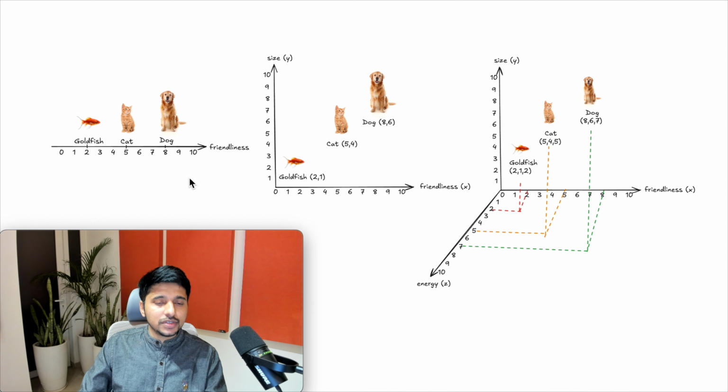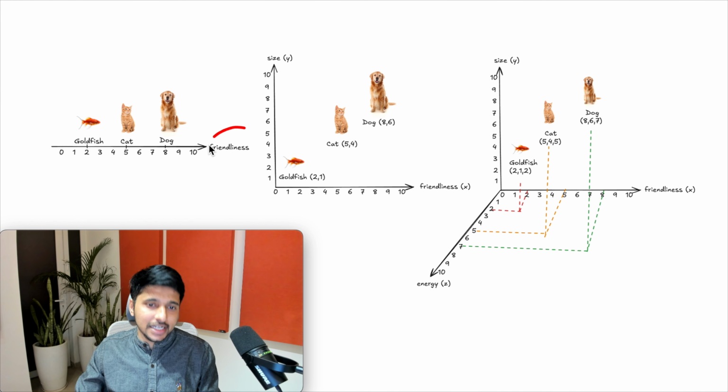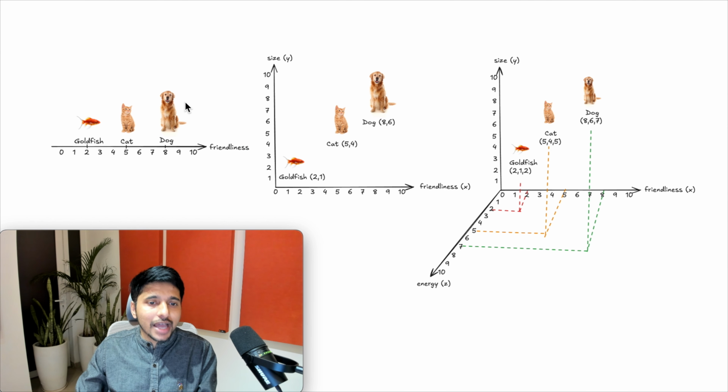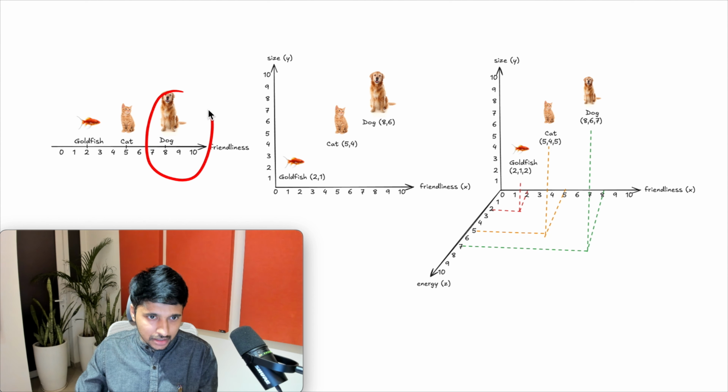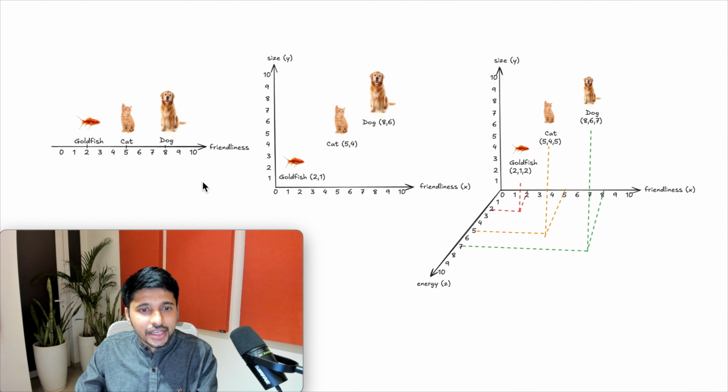So here, if we say that we will take only one property like friendliness, then we will have only a 1D space here. Because the dog has more friendliness than the cat and the cat more than the goldfish, we are keeping the dog here and we are keeping the cat in the middle of the goldfish and the dog. So here these numbers are defining who is more friendly than the others. That is what we have done here in 1D space.